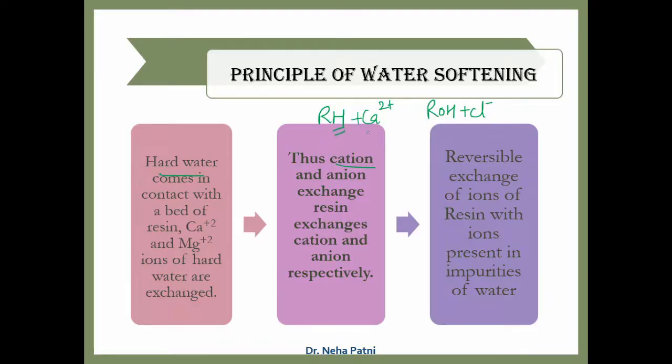So how are they going to do it? Obviously it will make R2Ca plus twice H plus, while this will make RCl plus OH minus. So at the end, if you see, the cation exchange resin is going to exchange the cation present in water, and the anion exchange resin is going to exchange the anion present in water. So overall you may say that the principle is reversible exchange of ions of resin with ions present in impurities of water. So if an impurity like calcium chloride is present, calcium is exchanged by the cation exchange resin and chlorine is exchanged by the anion exchange resin.